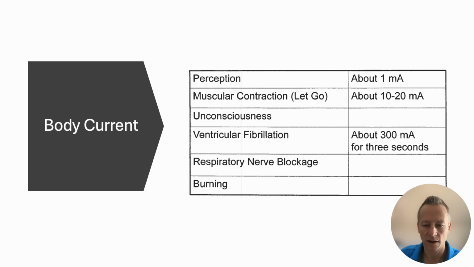Body current, basically, just to get some idea of how much current your body can handle. Perception, you can perceive about a milliamp, and only about 10 to 20 milliamps before you reach the let-go potential, where you can no longer let go. 0.3 amps for 3 seconds. So the human body really is not overly tolerant of amp-level currents, especially, but it's milliamps that matter.